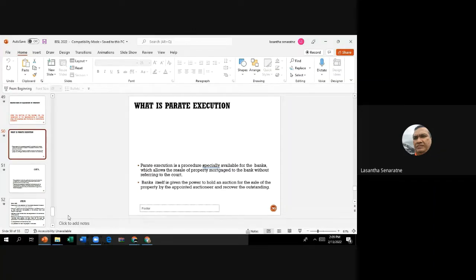Right. Okay. So the Parate execution is a procedure specially available for banks, which allows the resale of property mortgaged to the bank without referring to the court. The bank itself is given the power to hold an auction for the sale of the property by the appointed auctioneer and recover the outstanding. So your auctioneer can fix the auction, and based on the outcome, the bank can go for auction.